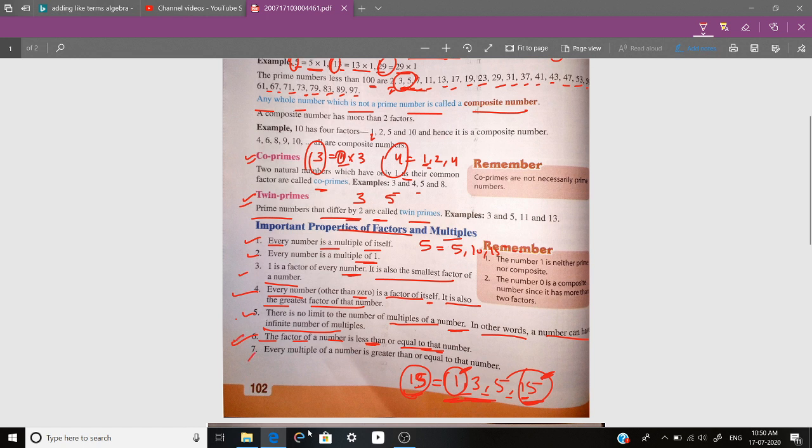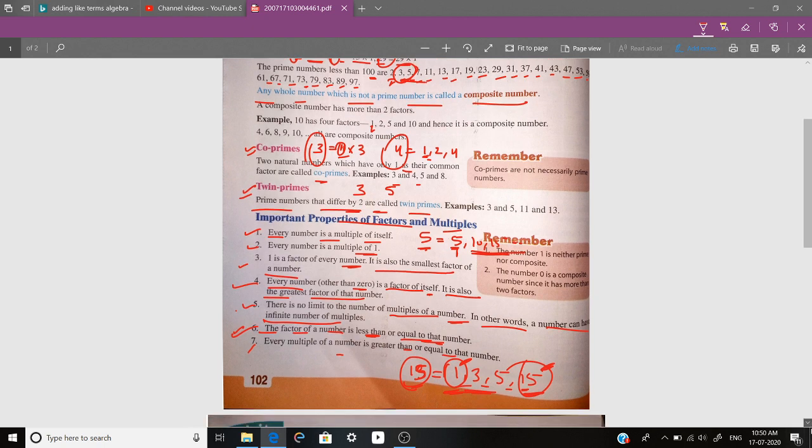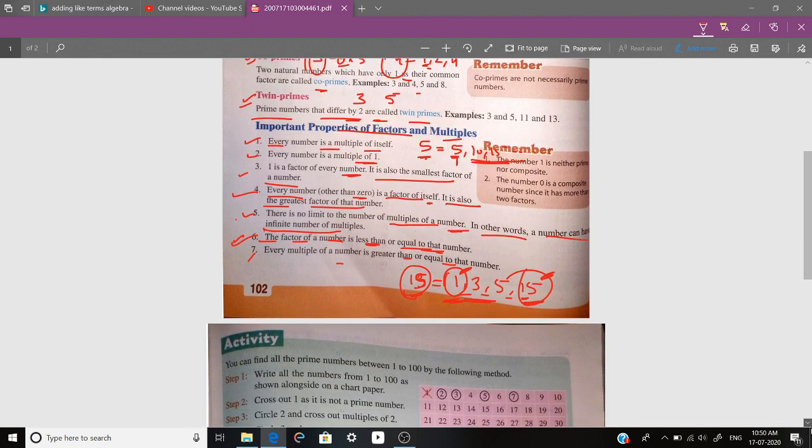Now point 7 says every multiple of a number is greater than or equal to that number. Every multiple is either equal to or greater than that number. For example, for multiples of 5, the first multiple is equal to this number, and all the other multiples are greater than this number. So these are some points which you have to keep in mind.